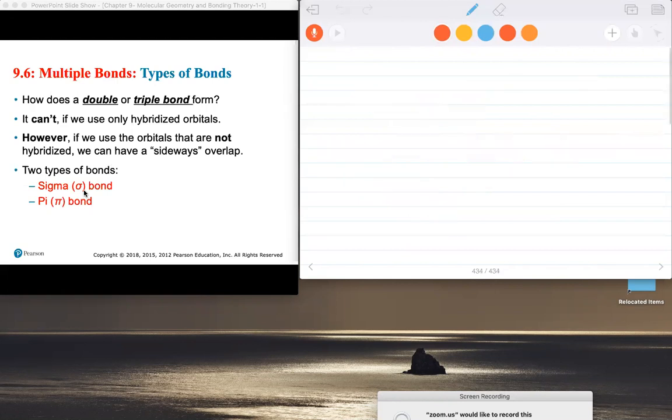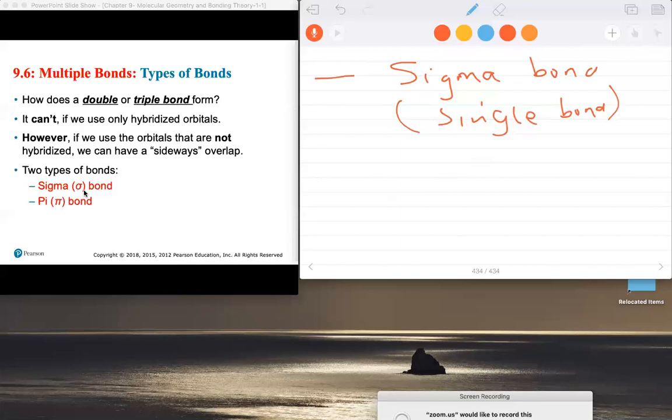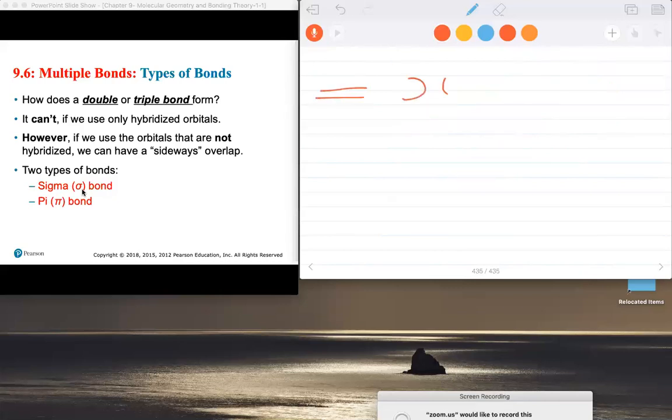This is called a sigma bond, which is simply a single bond. I know you are familiar with the single bond, and we use the Greek symbol sigma. This represents a single bond, and a pi bond is the additional bond in a double bond. This is the pi bond, using the Greek symbol pi. The pi, of course, you know what that means.